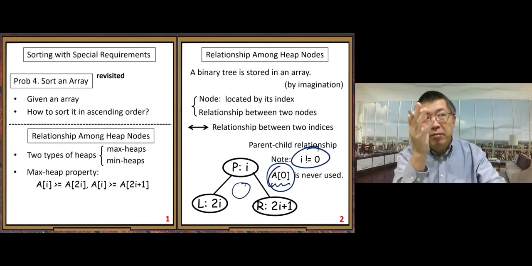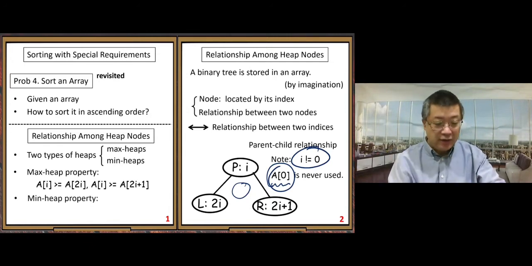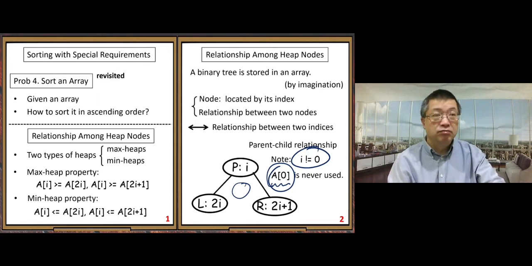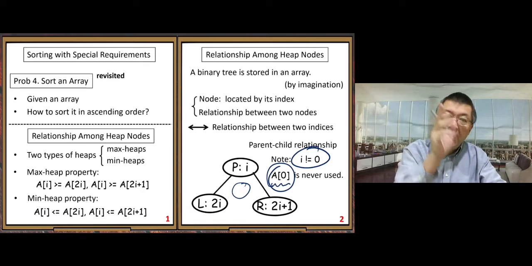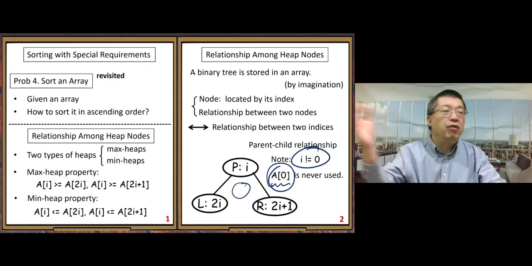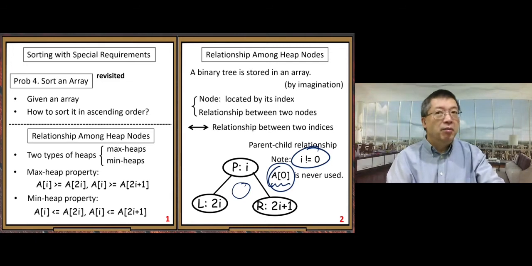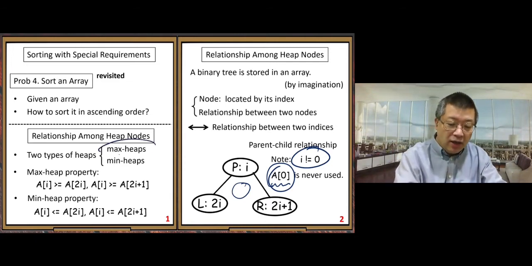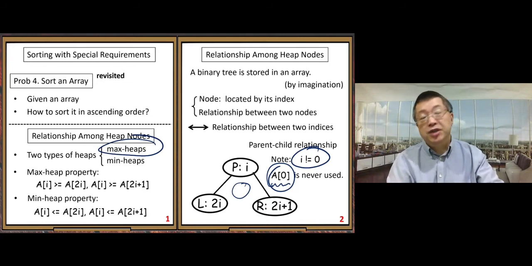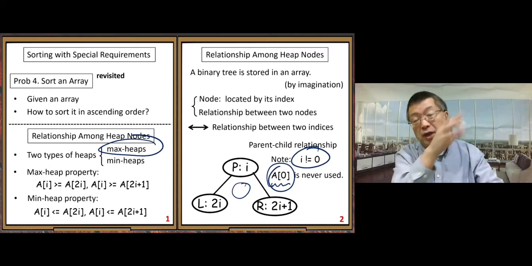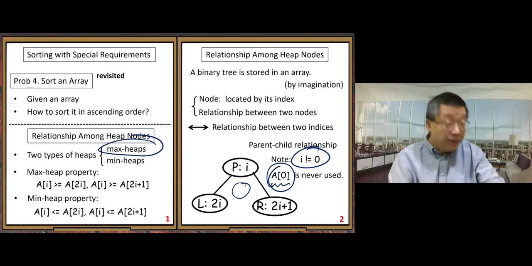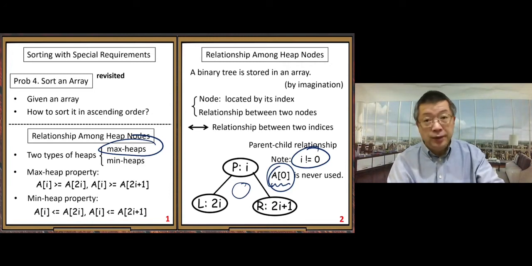Now, similarly for the min heap, you can see we just changed the direction of the inequality. Value of the parent should be less than or equal to value of the left child, also value of the right child, the min heap. But for this class, we only look at the max heaps. For the min heaps, we just change the direction of the inequality. We can easily get that, so we do not need to repeat it. All right, next.